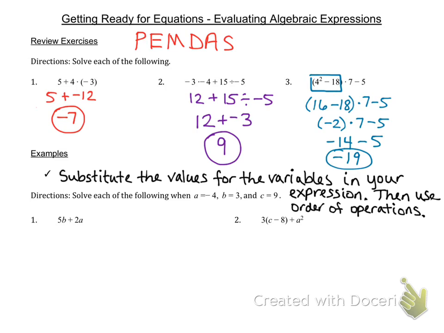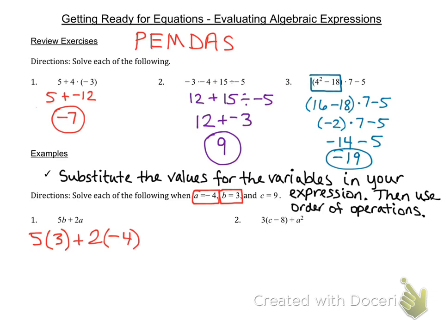So I'm going to substitute, and for my b value, 3, because b is equal to 3. So I'm going to write 5 times 3. Do you notice how I'm using parentheses for multiplication instead of the little dot or an X? And then plus 2 times your a value, which is a negative 4. Now we're going to use order of operations. So the first thing is multiplication from left to right.